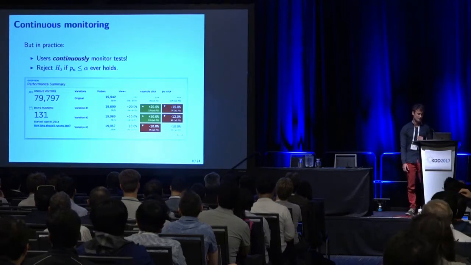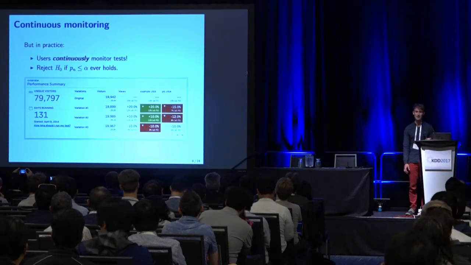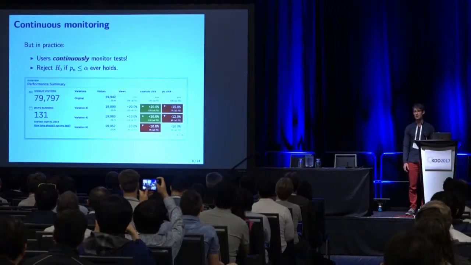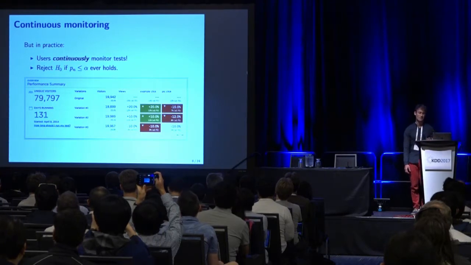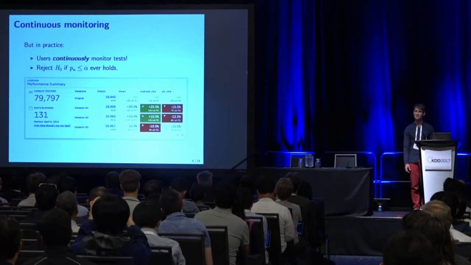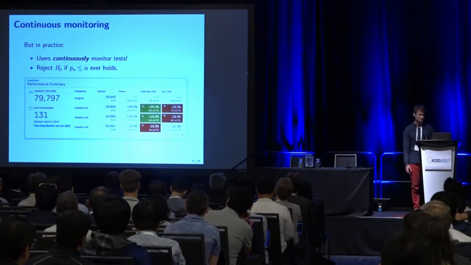Here's a screenshot from the performance summary on the Optimizely results page. You can see metrics which are significant have gone green or red. So it's really tempting for the user to just sit there and wait for a nice green, which means go. But obviously that's exactly what we don't want them to do.